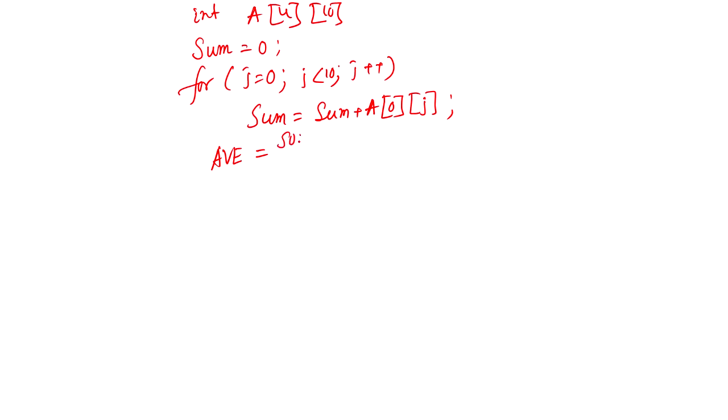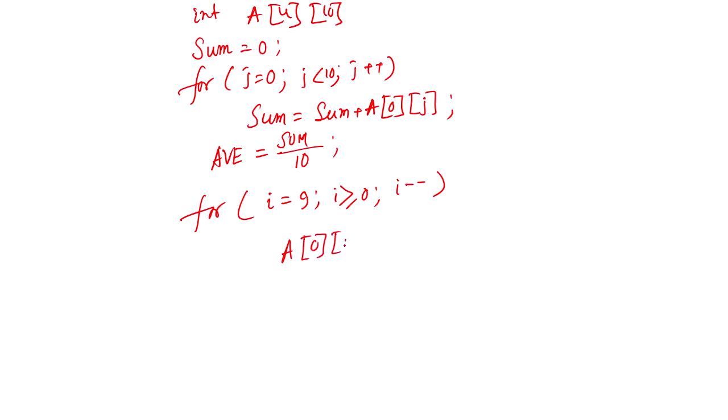So, this is sum divided by 10. Okay. And then we have another loop, this will be I = 9, I greater than or equal to 0, I minus minus, and then what we do is a[0][I] equals a[0][I] divided by average. Okay. So, simple program. Now, what we have to do is show the cache content.